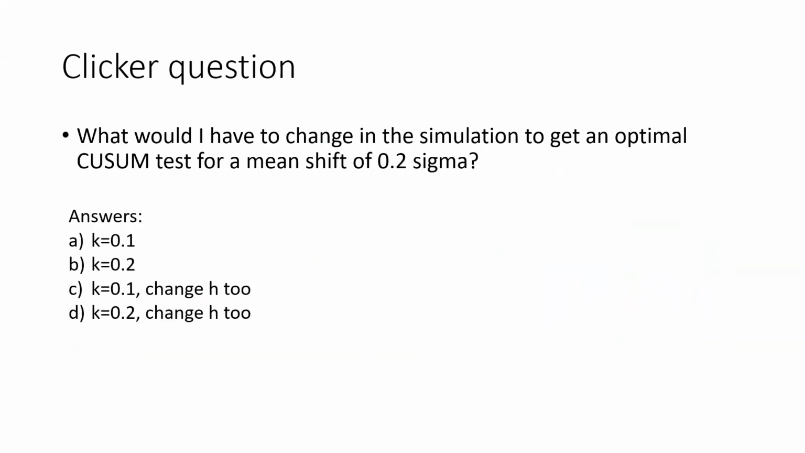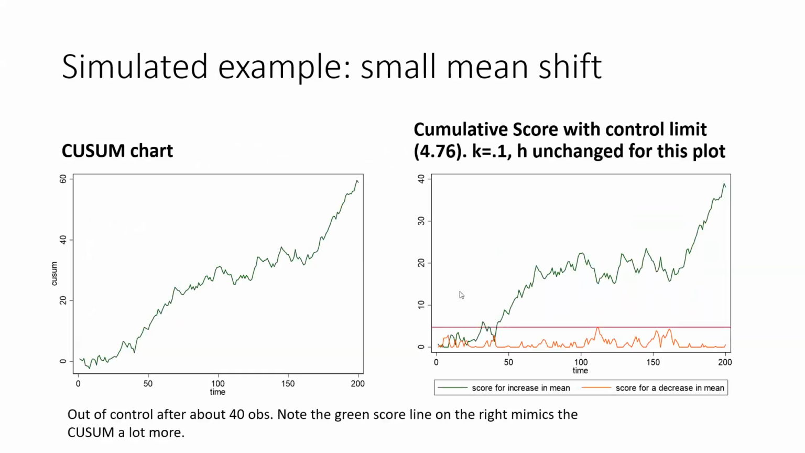And so here's a question for you. What should be changed to guard against a mean shift of 0.2 sigma? Just K or K and H? I will leave you to ponder this and move to the next question, which sort of gives away the answer, to be honest.